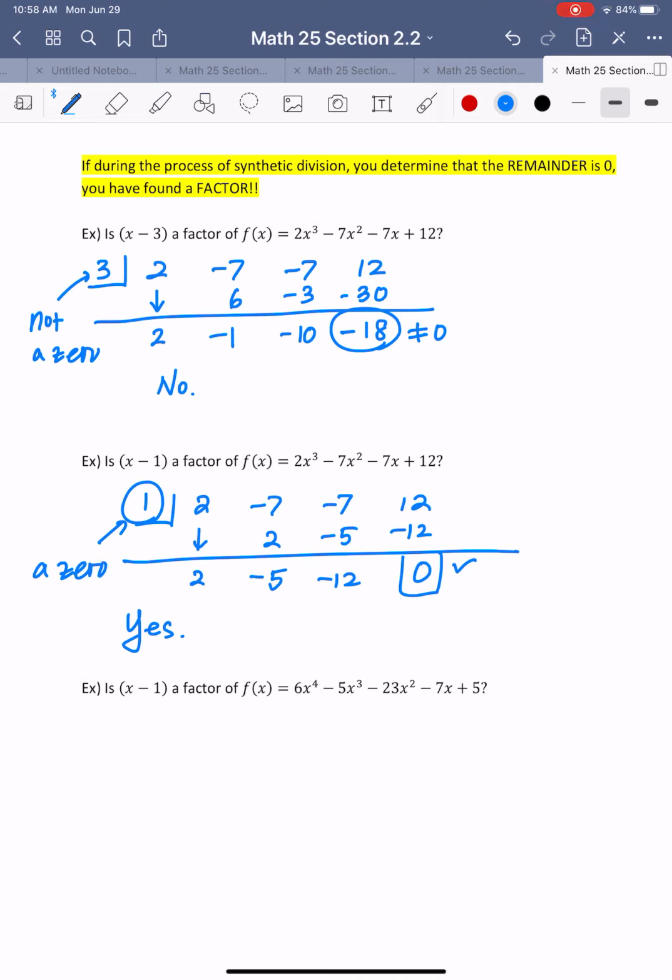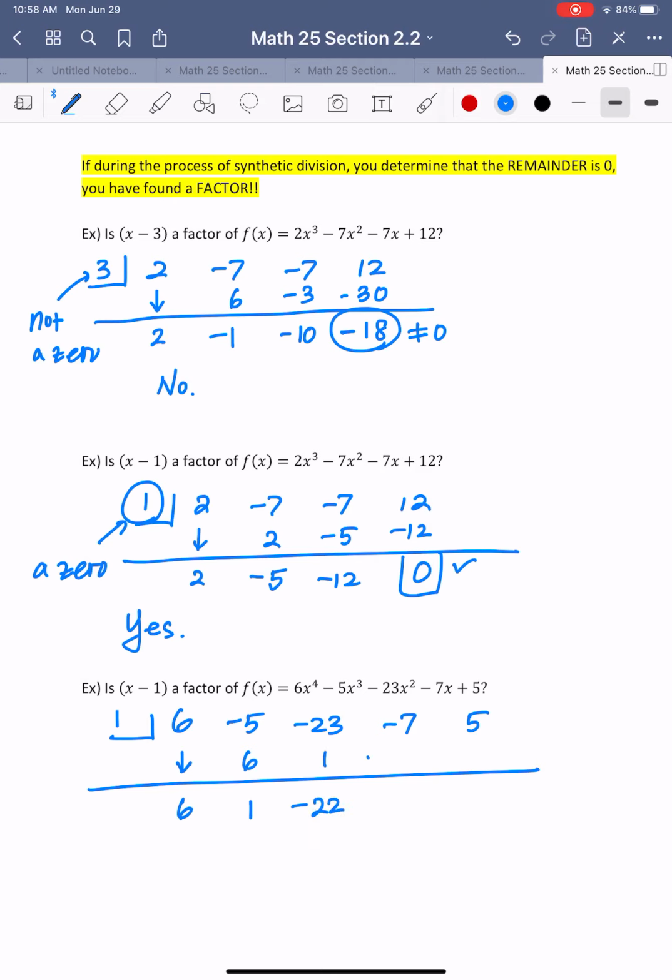Is x minus 1 also a factor of f of x equals 6x to the 4th minus 5x cubed minus 23x squared minus 7x plus 5? Okay, so pull out 6, -5, -23, -7, and 5, and divide by 1. 6, 6, 1, 1, -22, -22, -29, -29, -24, which is not equal to 0. So nope, which means 1 is not a zero of the polynomial.